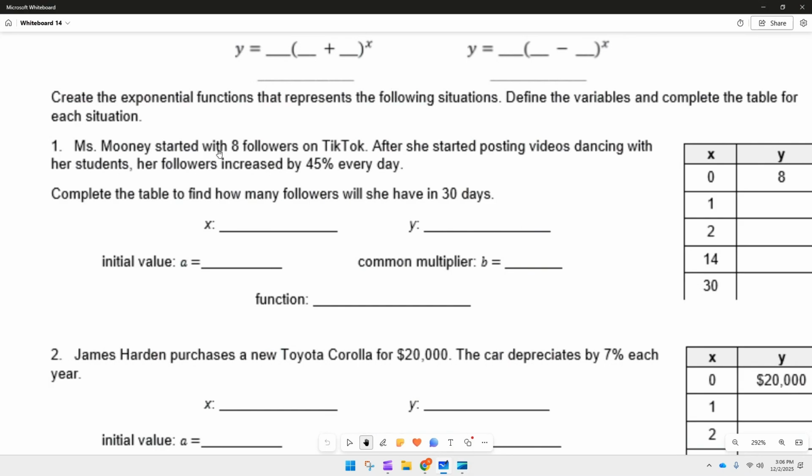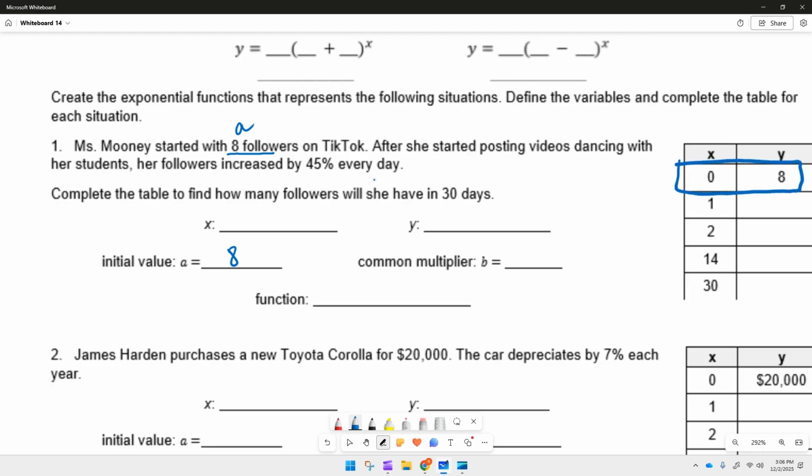We're going to go back and go over the front page now that we've done the other 2 pages, and we're going to cover some concepts here on word problems. So we have a situation here where Miss Mooney is starting with 8 followers. To let us know, that means our A value, our starting value is 8. So our A, our initial value, is 8. Over here, if you look at our table, we have our y-intercept 0, 8.